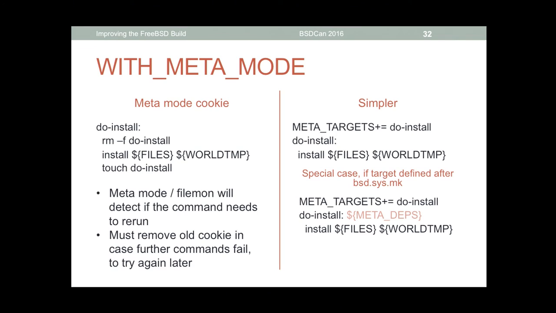With MetaMode, on both of these, MetaMode is enabled. The first thing we do is delete the cookie, because MetaMode in bmake has detected we need to rerun this target. And if something fails in this target, we want to make sure we run it again. And so we have to remove the cookie so it's not orphaned and prevents running again later. I have a simple way called meta targets on the right that you can use to enable this cookie on any target. And this is something that I need to go and add into the tree.